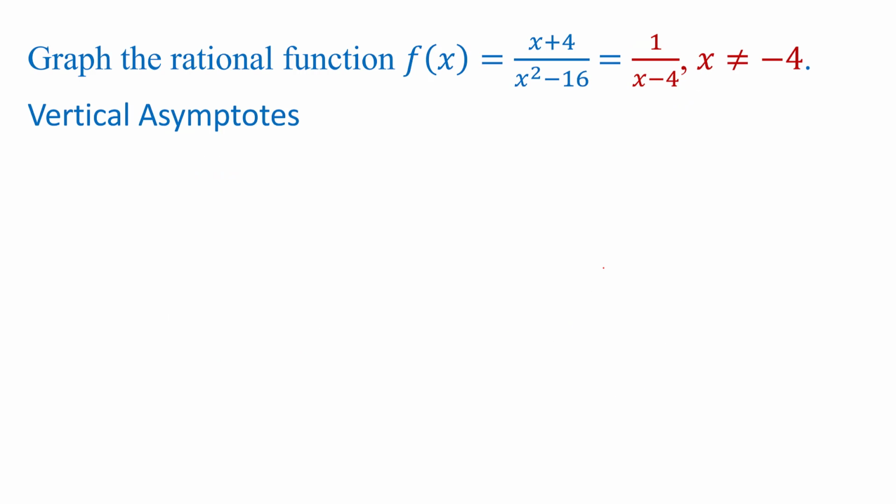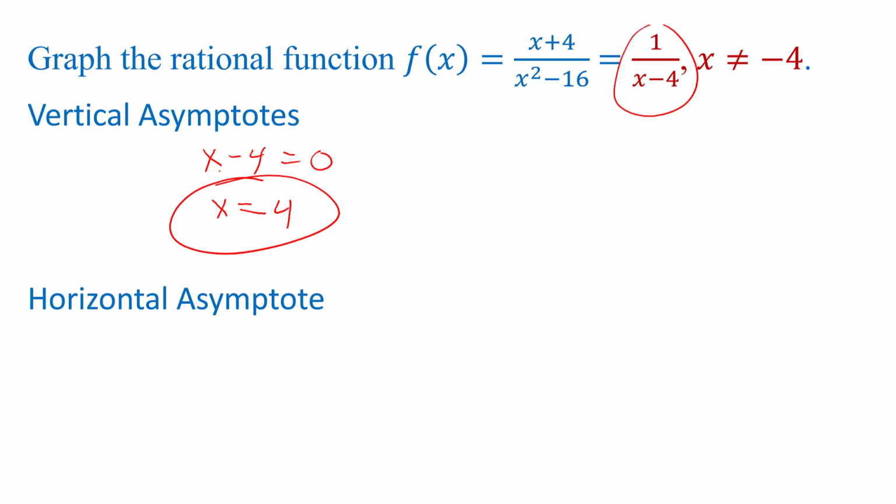Then we look for asymptotes. For the vertical asymptote, again, looking at the simplified version of f of x, I set the one factor in the denominator equal to 0 and get x equals 4 as a vertical asymptote. For the horizontal asymptote, we look at the degree, which is 0, of the numerator over the degree of the denominator, which is 1. Since the degree of the numerator is less than the degree of the denominator, our horizontal asymptote will be y equals 0.